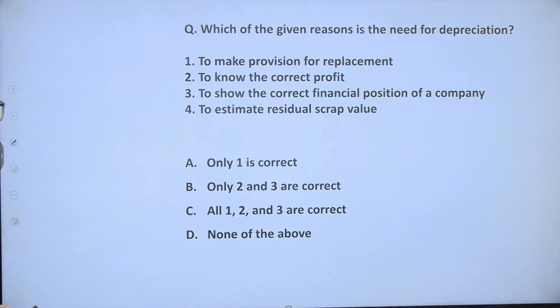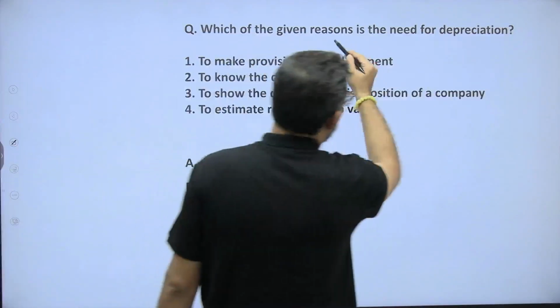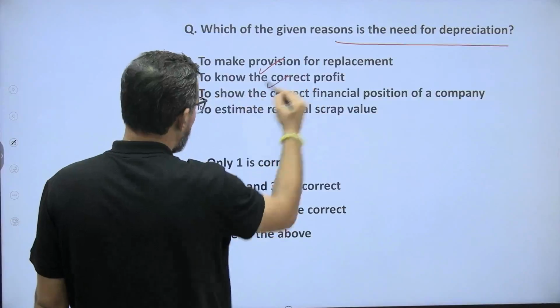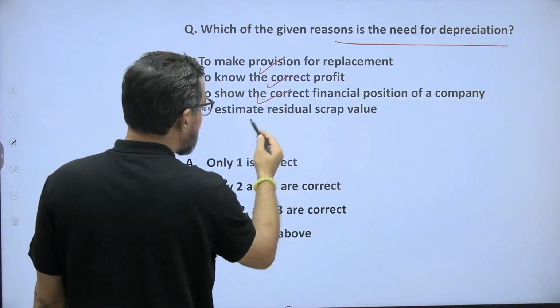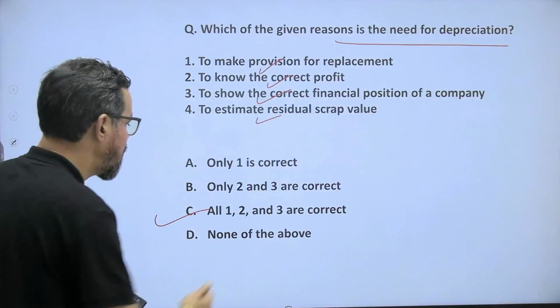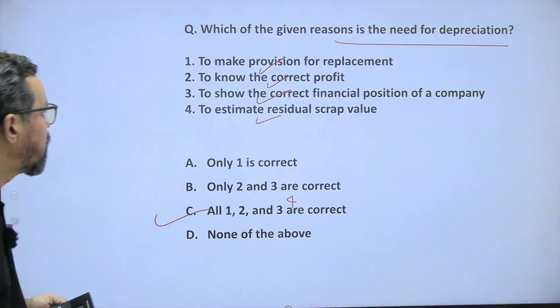Next one. Which of the given reasons is a need for depreciation: to make provision, to know the correct profit, to show the correct financial position, to estimate the residual scrap value? So all will be the correct answer. 1, 2, 3, 4. Okay? So 1, 2, 3, 4 are all correct.